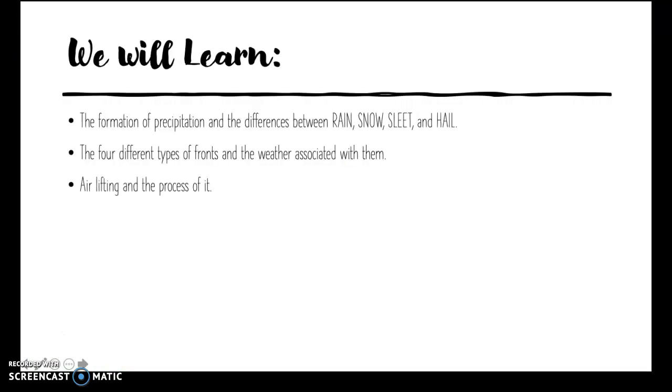So some of the things that I'm going to be talking about today are the formation of precipitation and the differences between rain, snow, sleet, and hail, the four different types of fronts and the weather associated with them, and why airlifting is important and the process of it.